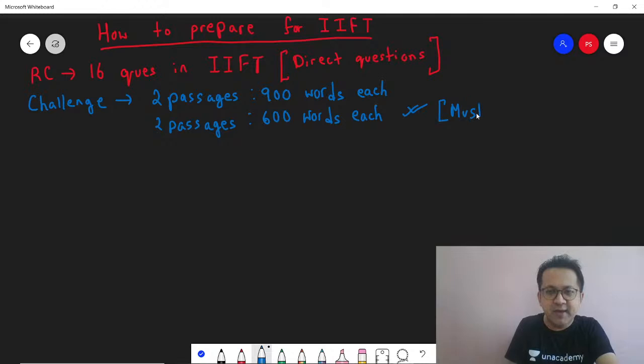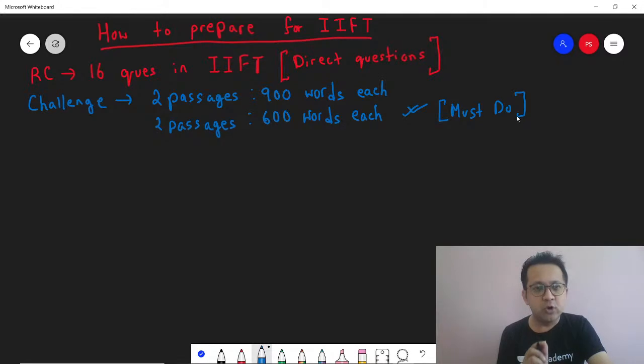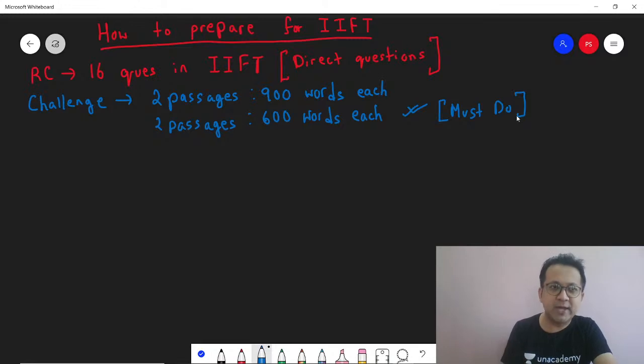They are less lengthy. 900 words could become a bit more lengthy considering the fact that you don't have a hard copy. It's an online exam. You have to use the vertical scroll bar up and down. That itself will consume time and that will be a bit difficult. So definitely make sure you give a few IIFT mocks, and make sure they are online mocks, so that you make use of the vertical scroll bar and get habituated to it. RCs are highly scoring. Only challenge, they are lengthy.